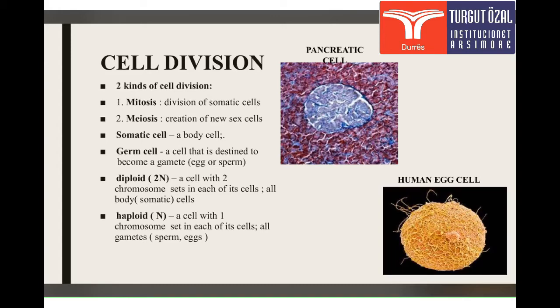What is diploid and haploid? Diploid is a cell with two chromosome sets in each of its cells. All body cells are known as diploid cells, while haploid is a cell with one chromosome set in each of its cells. As an example, gametes.